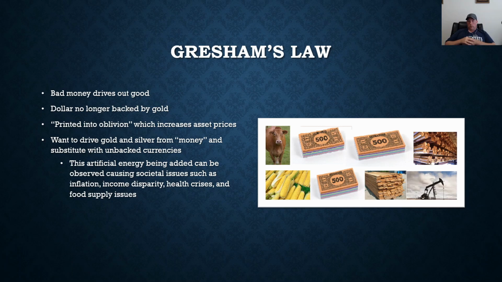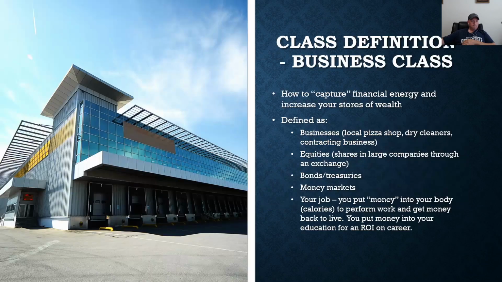And you'll see in further slides that it's been printed into oblivion, which increases asset prices. It blows up asset prices. They don't become more valuable. It's that the dollar is getting a lot less value. So what they want to do is they want to drive gold and silver from money and substitute it with unbacked currencies. This artificial energy being added can be observed causing societal issues such as inflation, income disparity, health crises like I'll show that perhaps cancer and heart disease is caused by some of this, and even food supply issues.